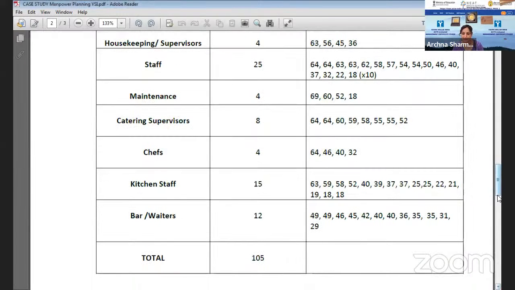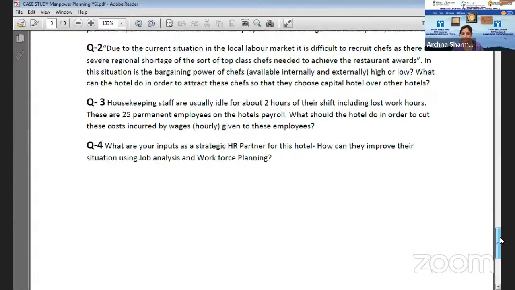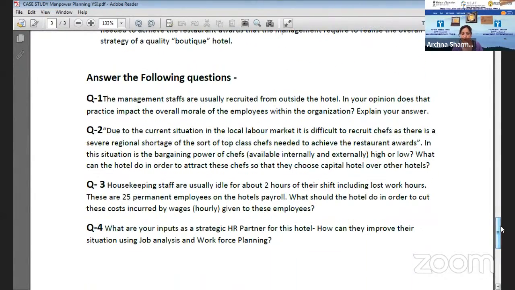All right. So let's come to the fourth question. The fourth question is, what are your inputs as a strategic HR partner for this hotel? Now, until now we were thinking like an HR manager. Now you have to think from the strategic point of view. How can they improve their situation using job analysis and workforce planning?